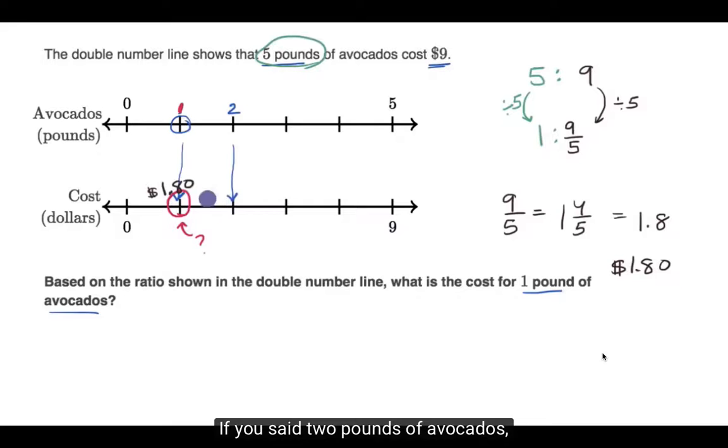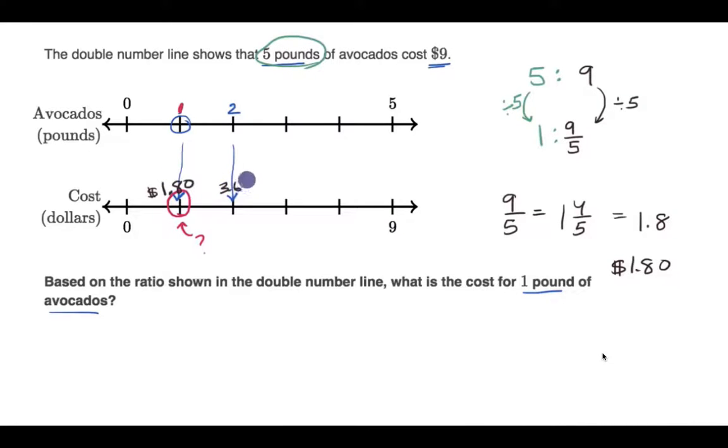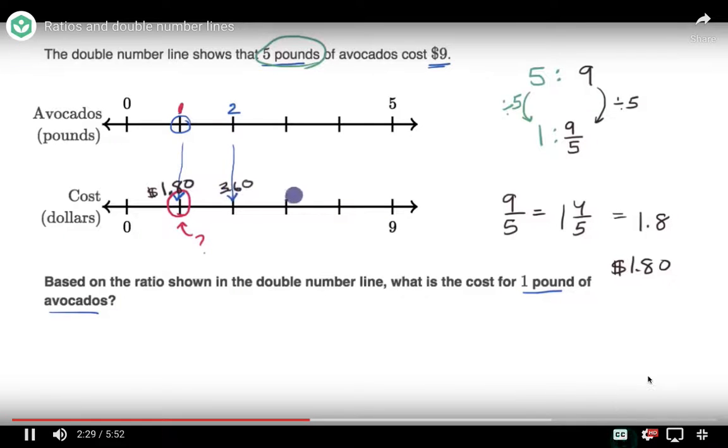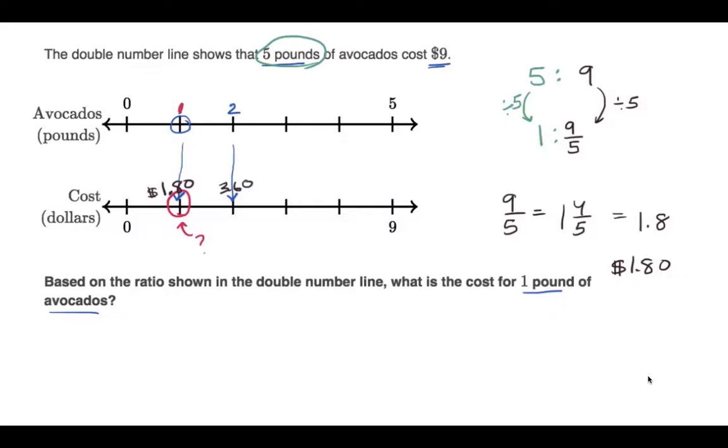The point right over here would be $1.80. If you said 2 pounds of avocados, well, now you would double it. So this would be $3.60. And you would go on and on and on all the way until you got to $9 here. Let's do another example.